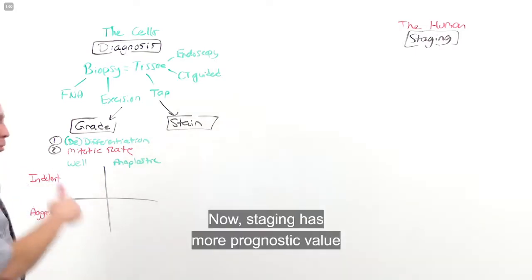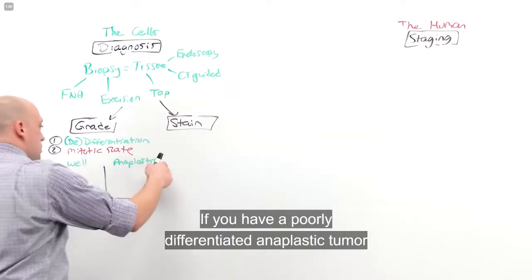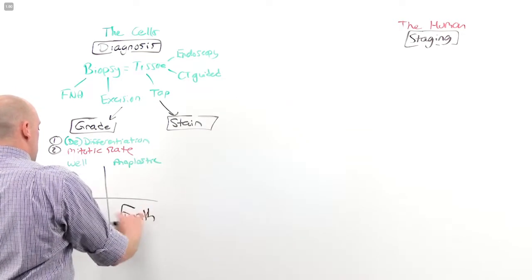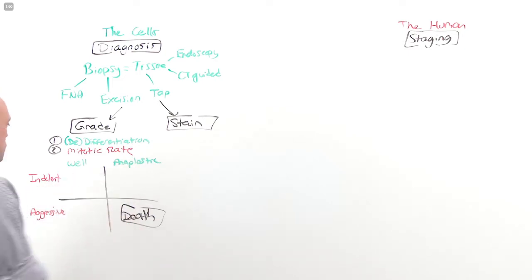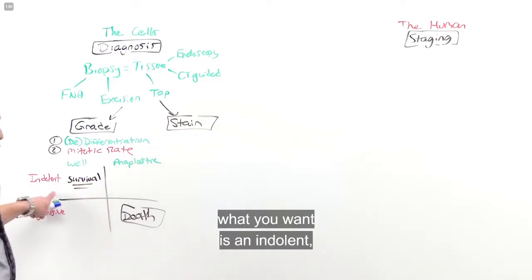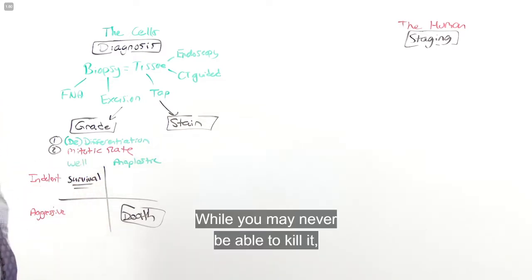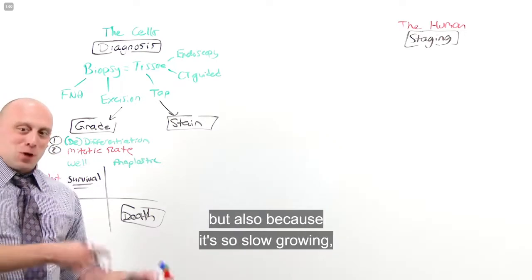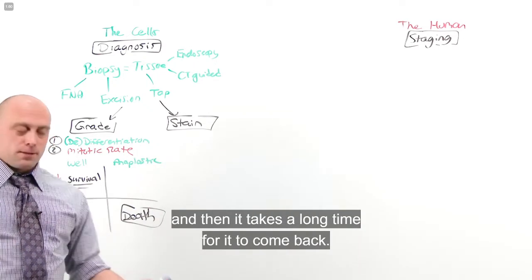Now, staging has more prognostic value than grade, but grade is also important. If you have a poorly differentiated anaplastic tumor that's also mitotically active, this is bad. The tumor will overgrow the person quickly, and there's no way to treat it. If what you're going for is survival, and notice I said survival, not cure, what you want is an indolent, slow-growing, well-differentiated tumor. While you may never be able to kill it because it's so slow-growing, our chemotherapy won't work, but also because it's so slow-growing, it won't overtake the patient, and you can do things like radiation or surgery to debulk it, and then it takes a long time for it to come back.